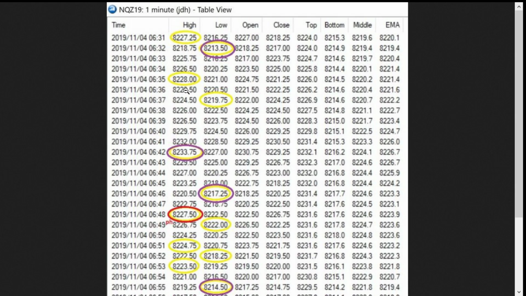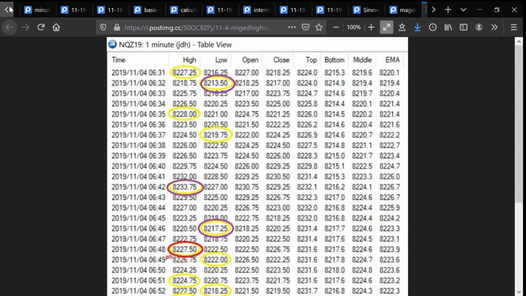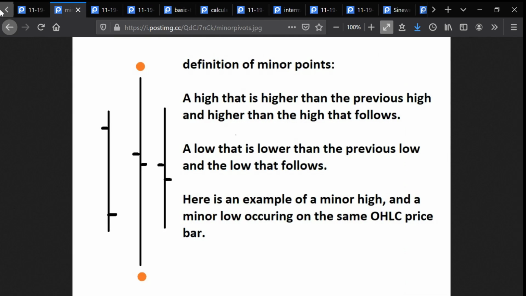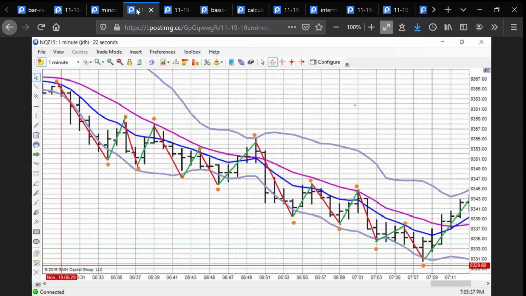And so they'd ring the high in the high column, the high that is higher than the previous high and higher than the high that follows, and you do that through the high column, so you get these rings here. In the low column, you would do the opposite, which is ringing the low that is lower than the previous low and the low that follows, and you do that for the low columns. And I'll show that over here, what that looks like if you were to plot it on a chart.